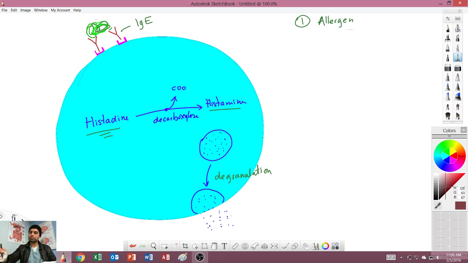Okay, so first there should be an allergen. Second, this allergen must bind to what? Very good, IgE. Please say surface IgE, not free floating IgE. It's usually surface IgE. So it will attach to IgE. Third, the allergen should bind to two IgEs at the same time. Third, it will cause IgE dimerization.